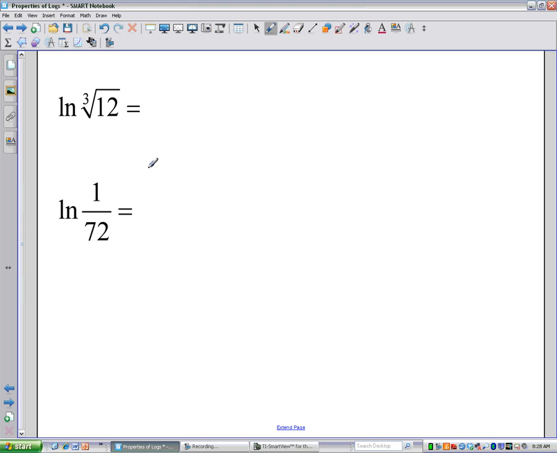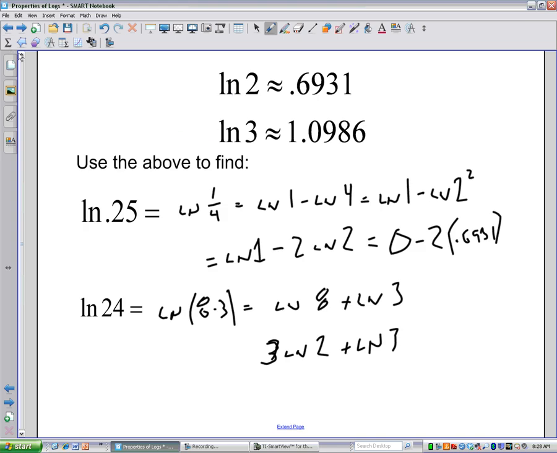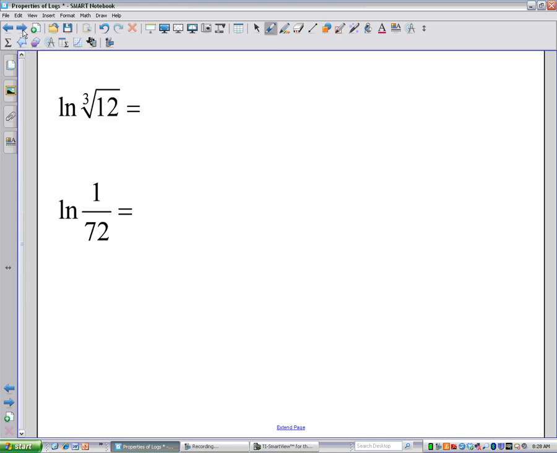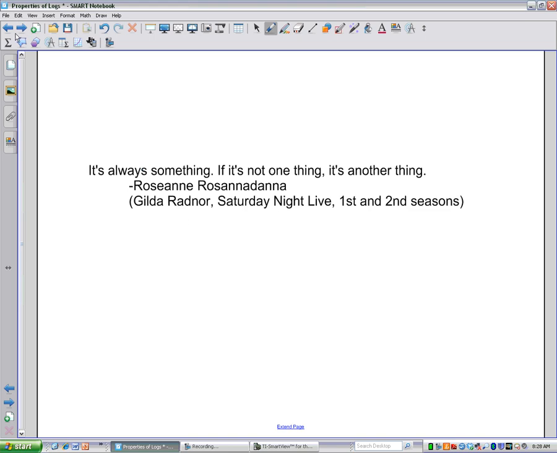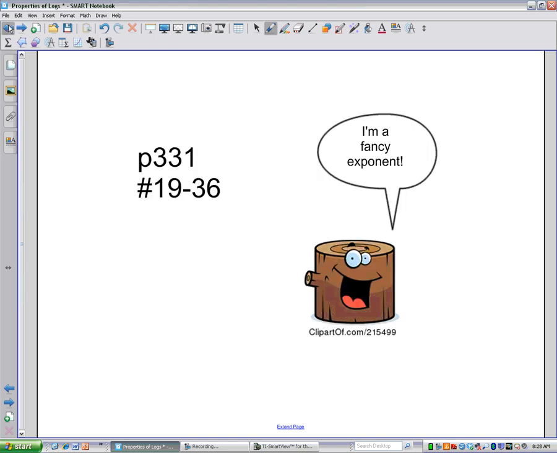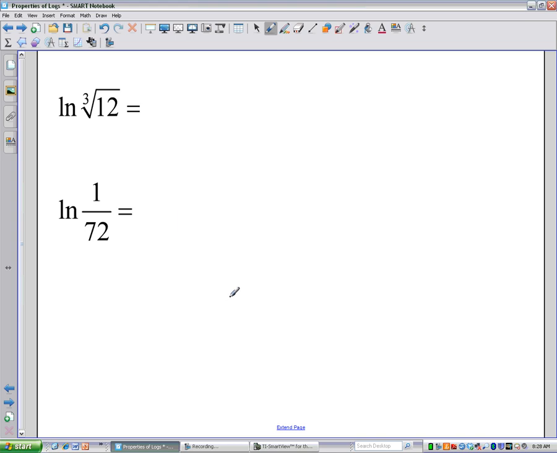Okay, so I'm going to leave those for you guys to try, give a shot at some of those, see if these make sense. And again, what you want to do is try to get it back into 2's and 3's and see where we go from there, okay? All right, well, there's that, and there's that, and then back to here. So I think that about wraps it up. So this is going to turn out to be 1/3 the natural log of 12, just to get you started. This is going to be the natural log of 1 minus the natural log of 72. And I think that's all we've got to say.